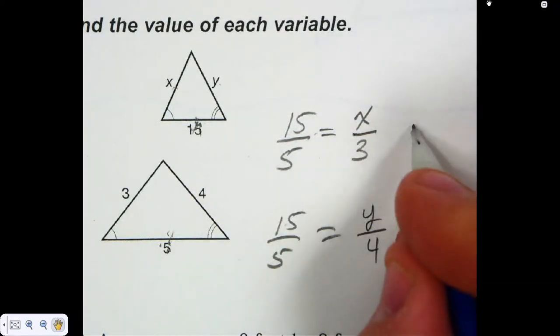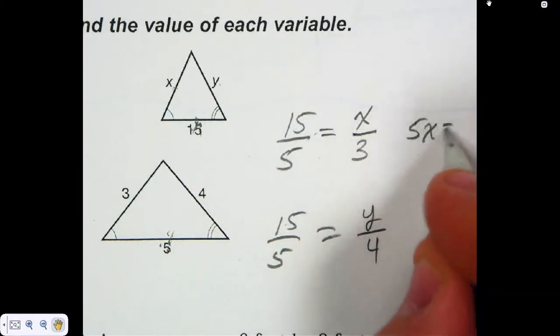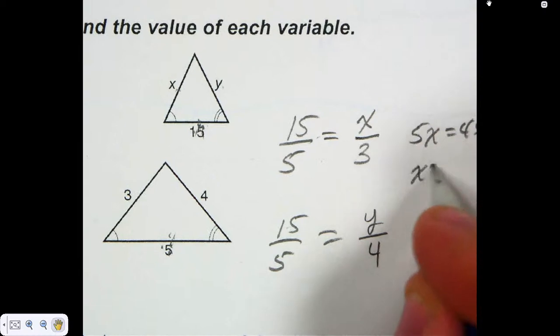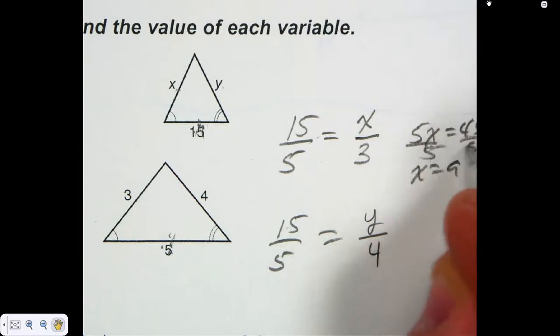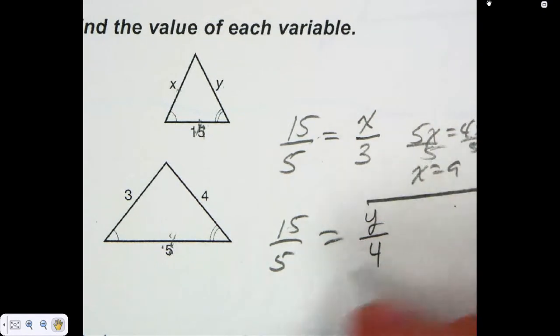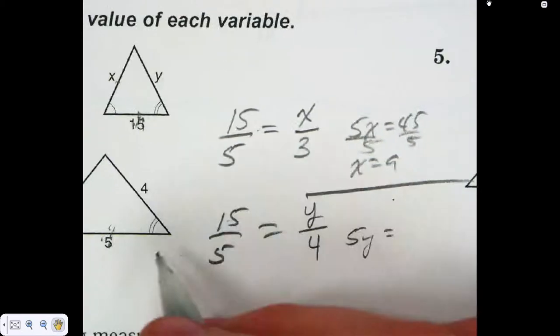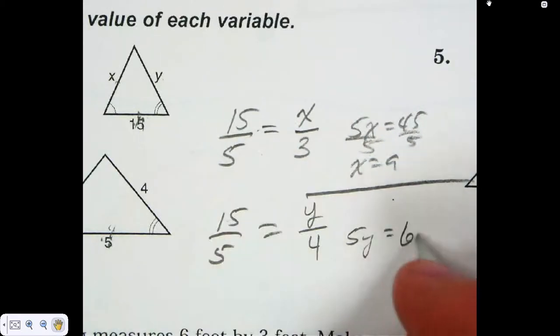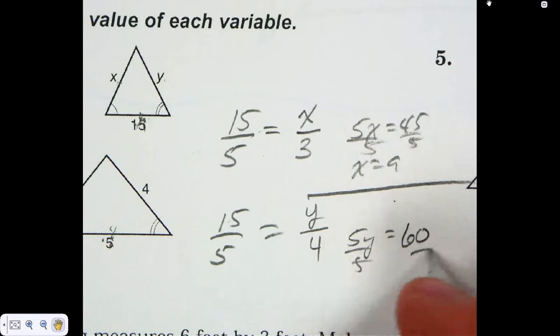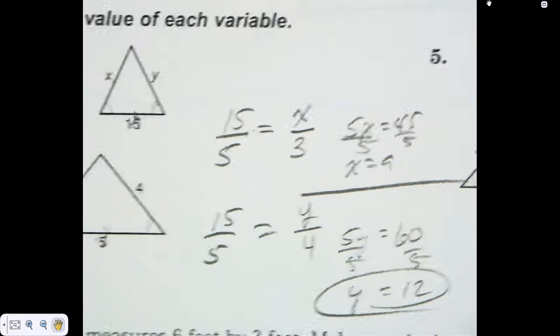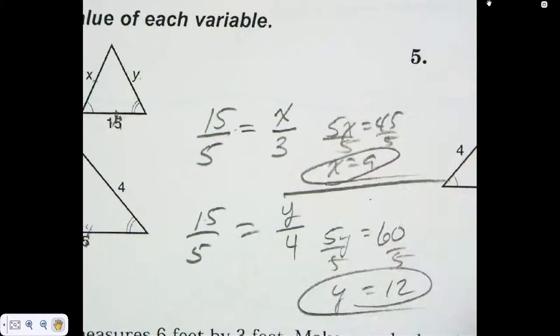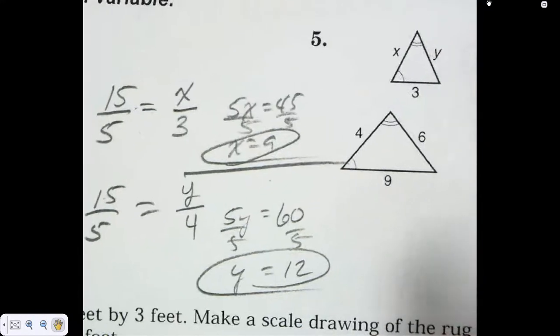Cross multiply and solve, I would get 5x is equal to 45, making x equal to 9, because I divided both sides by 5. Over here, I would get 5y is equal to 4 times 15 is 60. Divide by 5. Y would be 12. Okay, easy peasy. No different on what you do here.